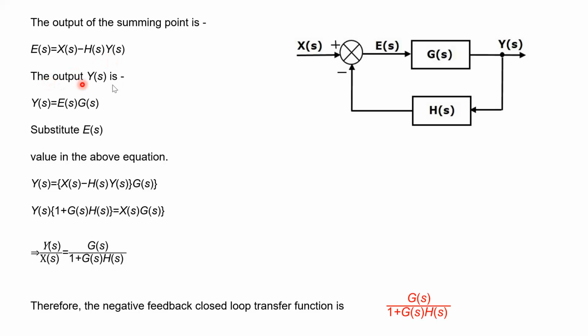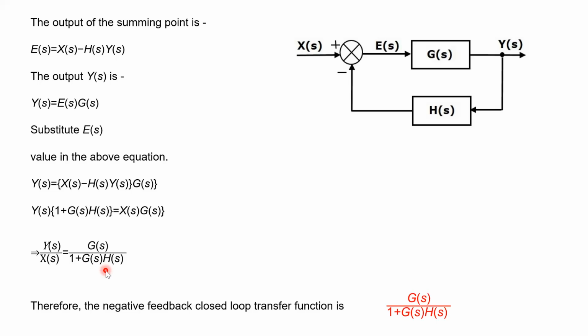Now the output y of s is equal to g of s into e of s. Now substitute the value of e of s into this equation, and you get an equation which reduces to y of s divided by x of s, which is equal to g of s divided by 1 plus g of s h of s.